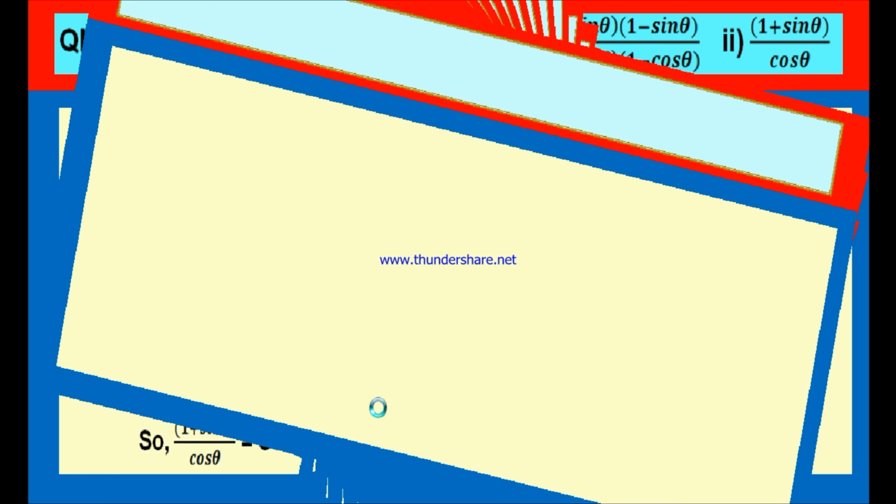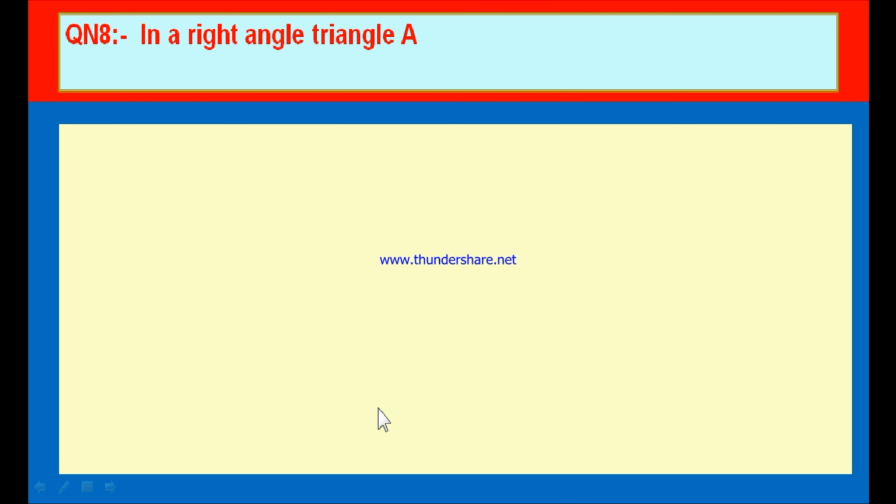Now, next question number 8. Question number 8 is, in a right triangle ABC, angle B is equal to 90 degrees.